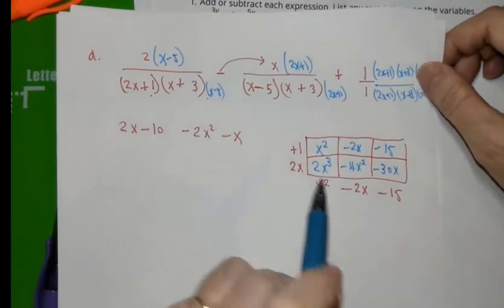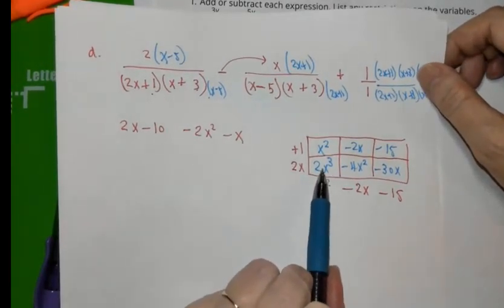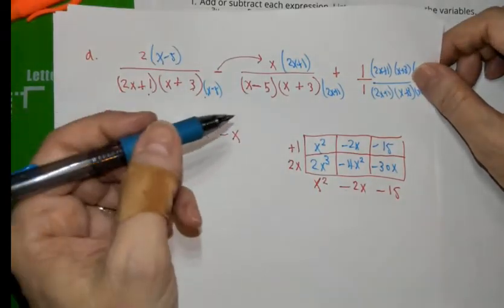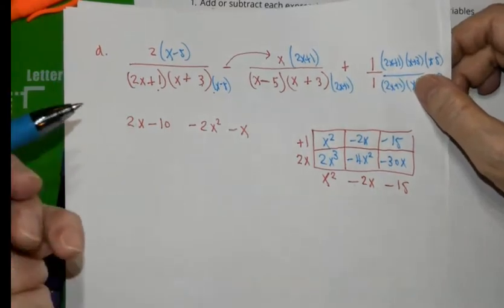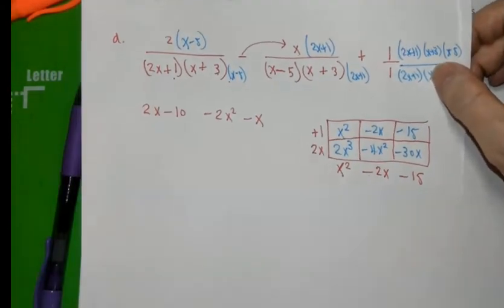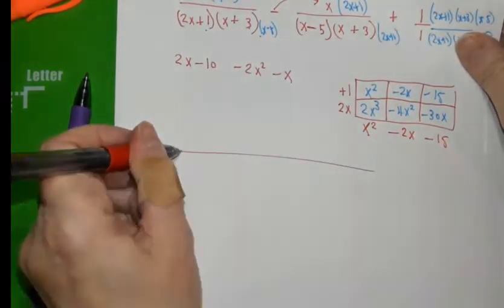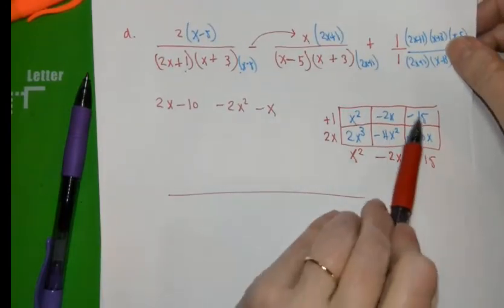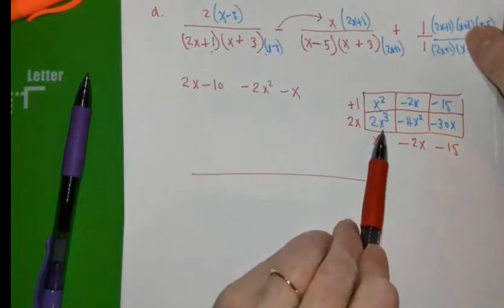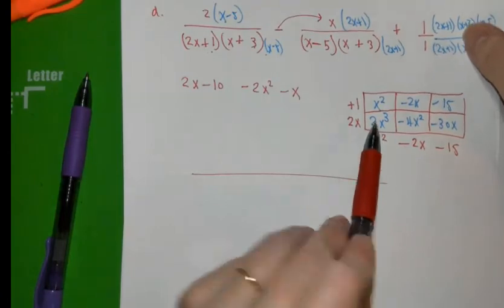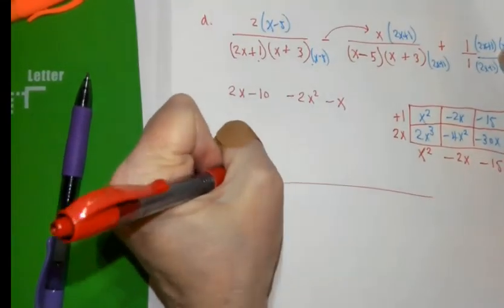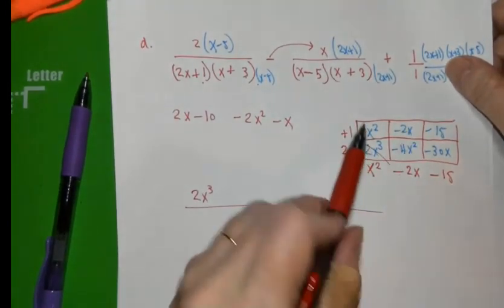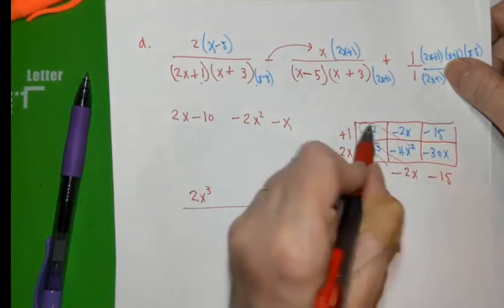So now my numerator here is going to have a 2x cubed, and then I'm going to combine my x squareds. Let's just go ahead and do all that at once. In my numerator, if I use all of these and all of the ones inside this box, my largest degree term is my 2x cubed. So I'm going to put that first, 2x cubed. Now I have a negative 4x squared and an x squared. If you combine these, you get negative 3x squared.